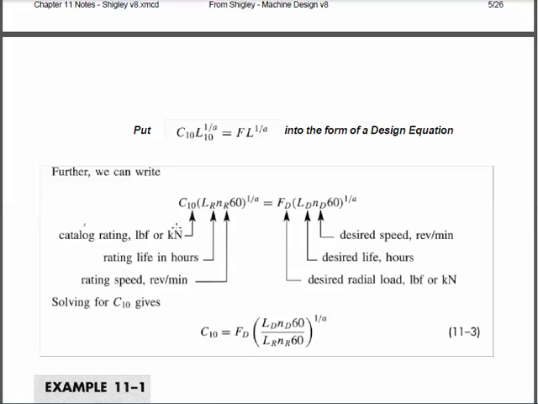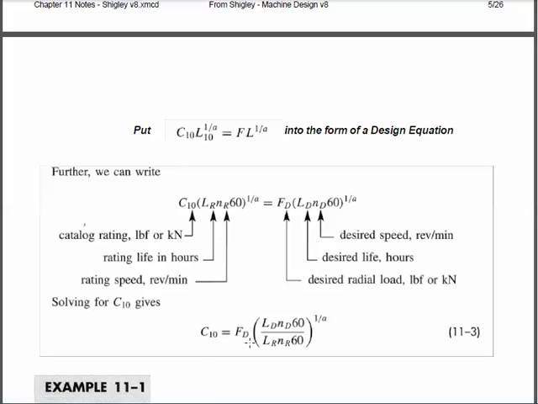This is what varies from one bearing to another. The C10 number is what changes in the catalog. The life is typically 1,000,000 revolutions, or a certain number of hours at a certain RPM. So I go to the catalog, flip through it, and I see a whole bunch of load numbers, and I say to myself, will it work? Well, what I'm going to do is solve this equation for the C10 value.